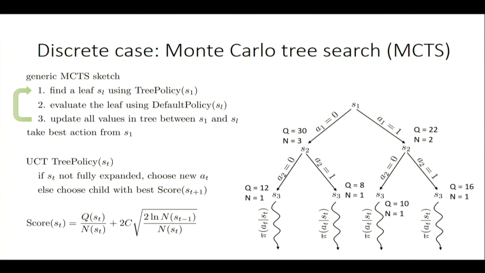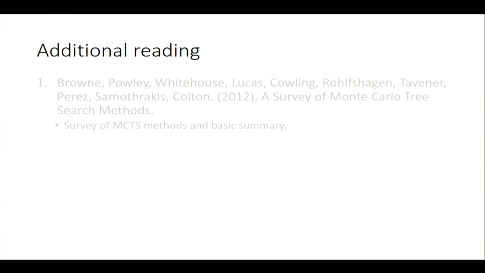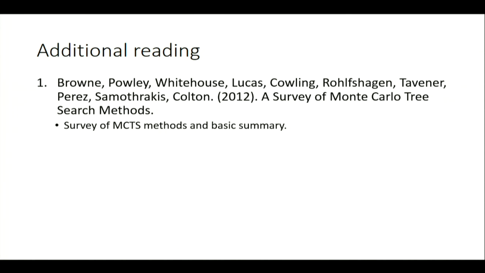Okay, so that's basically Monte Carlo tree search. Here's a little bit of additional reading if you want to find out more about this algorithm. This is a survey on Monte Carlo tree search methods, where you can find out about some of the motivation for that score function as well as other score functions that people have used. I don't actually have it on this slide, but if you're interested in recent applications of Monte Carlo tree search, you might want to check out the DeepMind AlphaGo paper, which used Monte Carlo tree search as a component in a larger system.